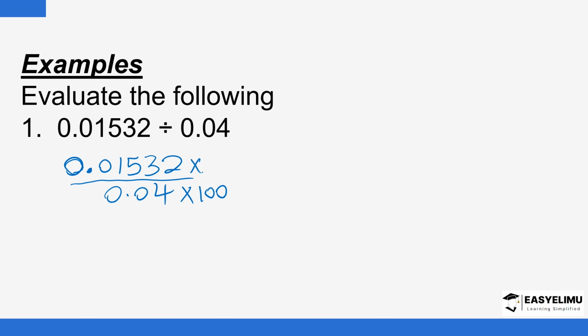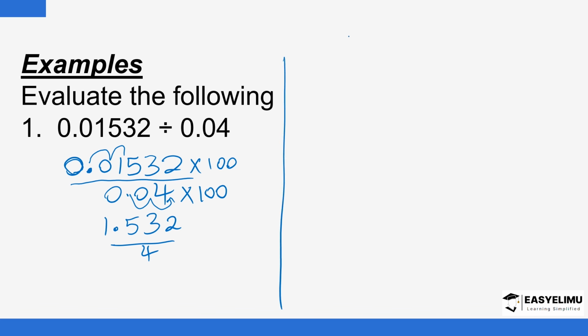So that means the numerator must be multiplied by 100. Remember, multiplication by these powers of 10 will shift the decimal point to the right by a number of steps equivalent to the number of zeros in the multiplier. So we have 1, 2. So the numerator will be 1.532. And of course the denominator will be 4. So that is just 4. So now you can divide normally.